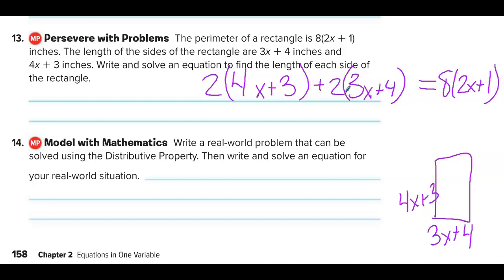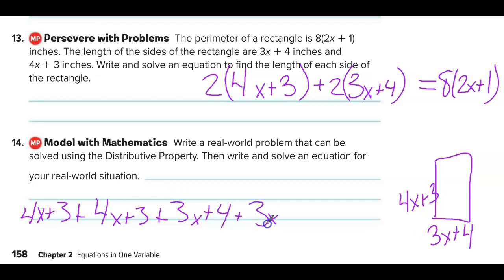Okay, you could have written it out as 4x plus 3 plus another side length of 4x plus 3, plus 3x plus 4, and then another one that's 3x plus 4. But do you see how messy that gets? And too much work. So that's why I said there's 2 of that length, there's 2 of that length. Okay?